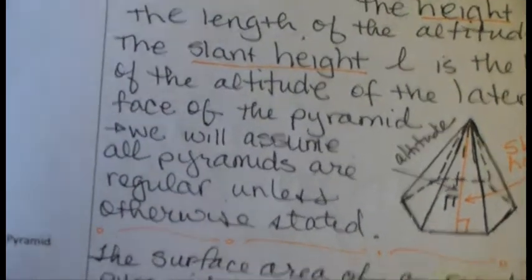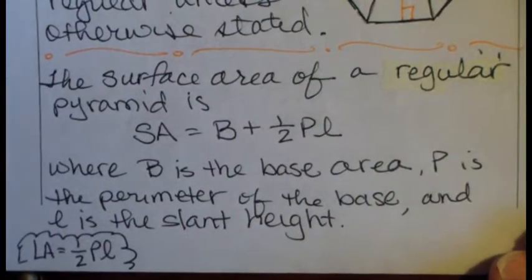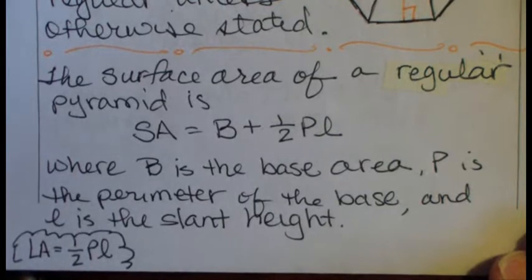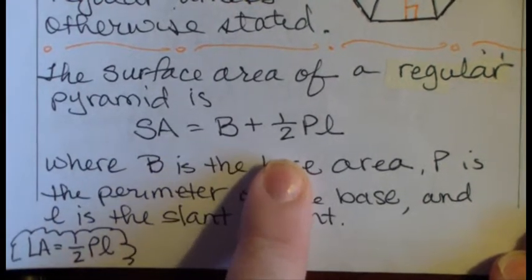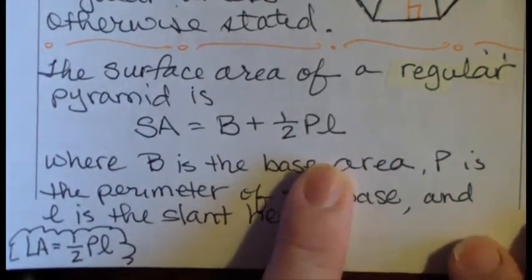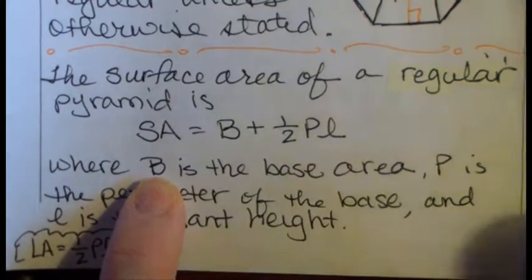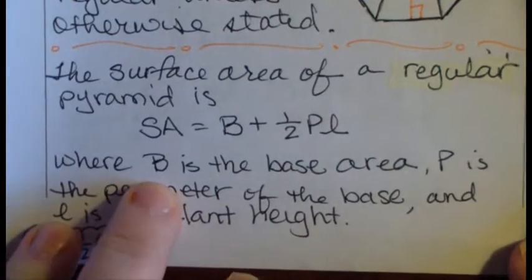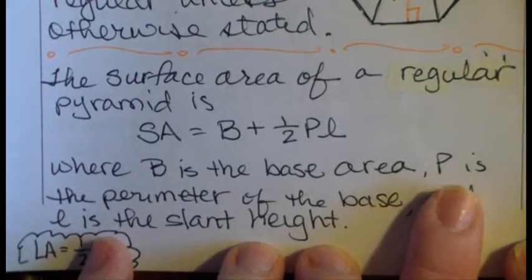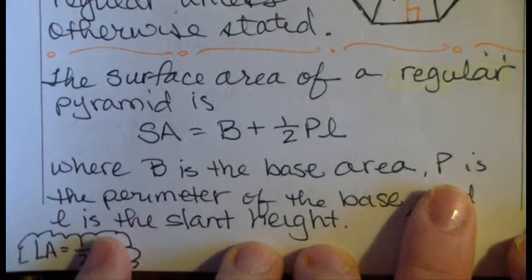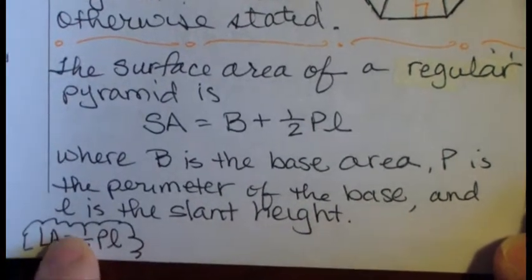Alright, so our formula for the surface area of a pyramid is surface area equals B plus 1/2 PL. B is the base area, so if we're working with a square, it's just side times side. If we're working with a triangle, it's 1/2 base times height. P is the perimeter of the base, just like we did in prisms, where we had to find the perimeter of our base, and L is the slant height.